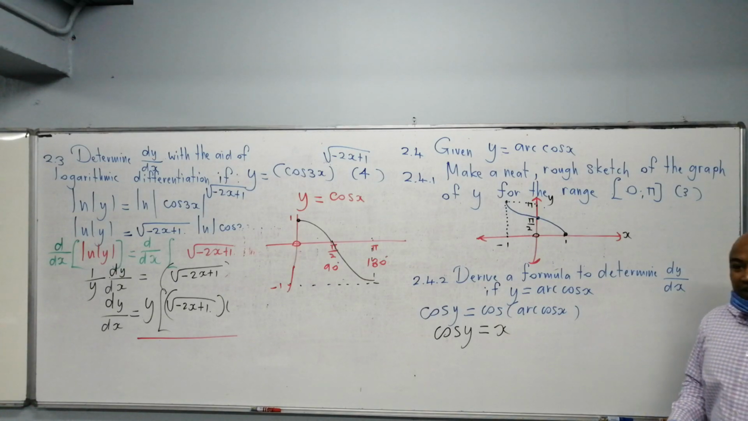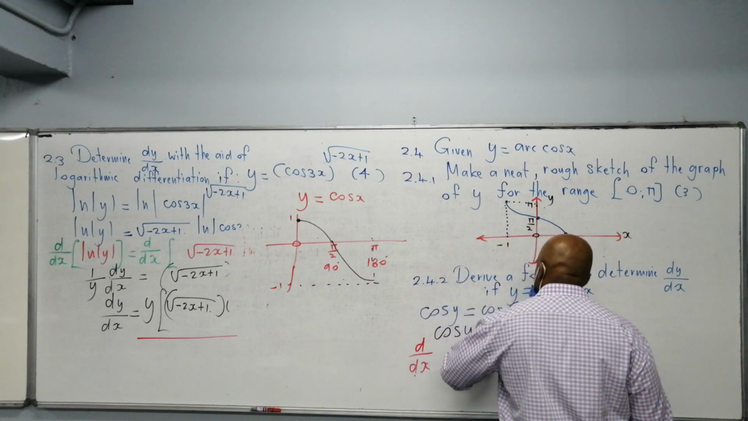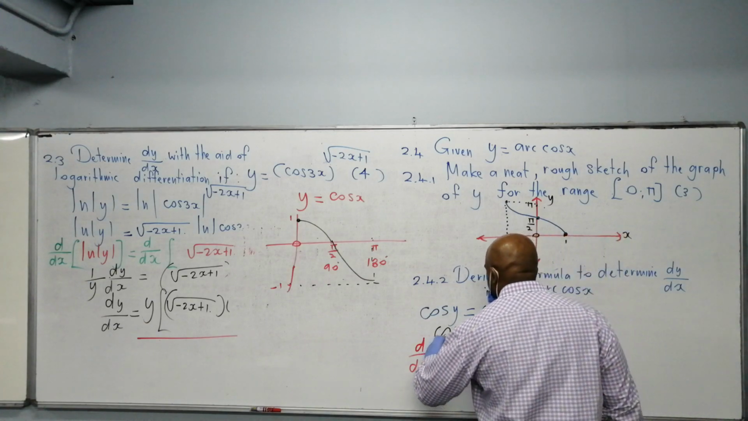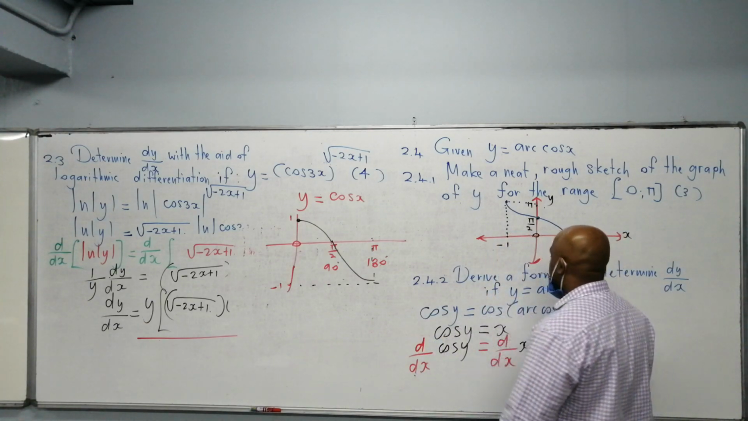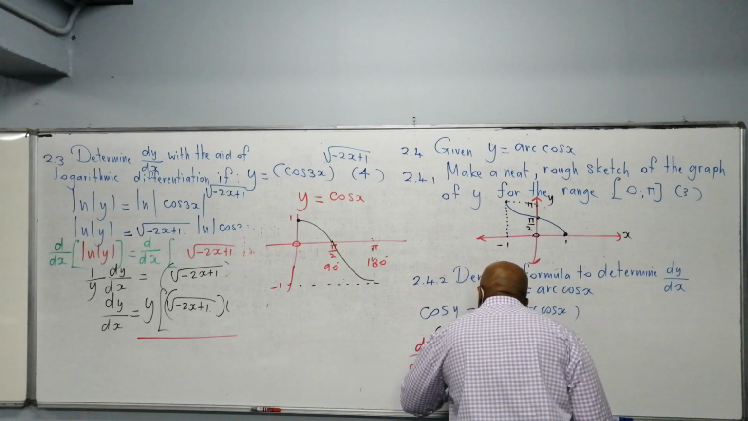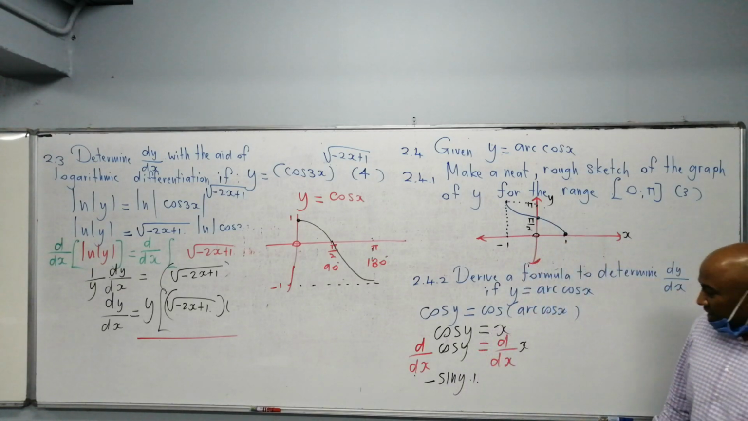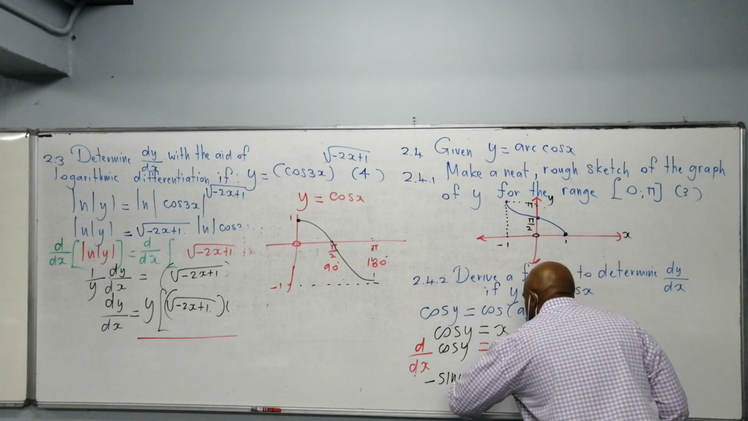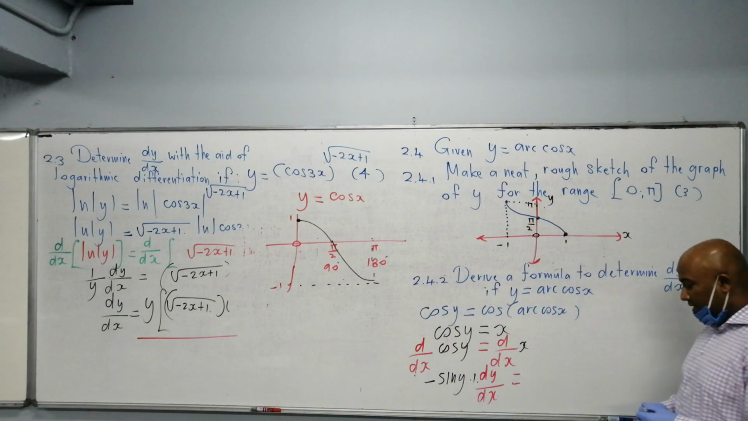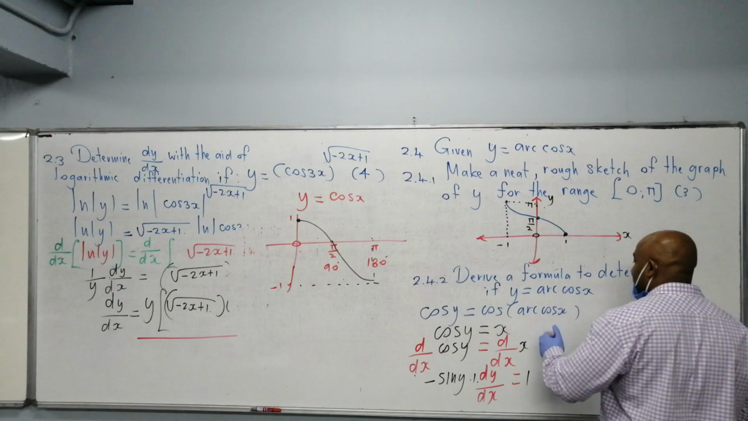So now I need to differentiate both sides with respect to x. So I'm going to go d over dx of the left hand side, d over dx of the right hand side. So the derivative of cos y and the derivative of x. So what is the derivative of cos? The derivative of cos is going to be minus sine y times the derivative of y, which is 1. And this is implicit differentiation, so you're going to multiply by dy over dx. And what is the derivative of x? It is 1.